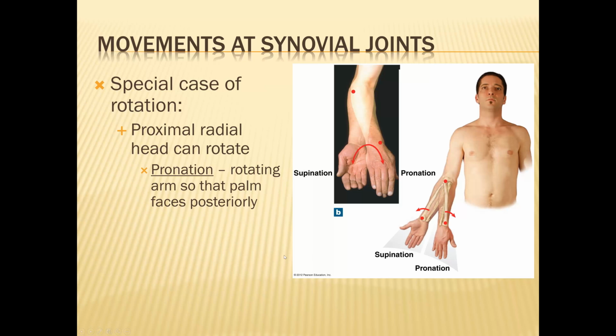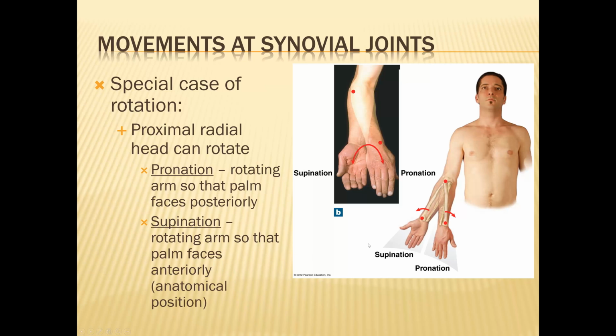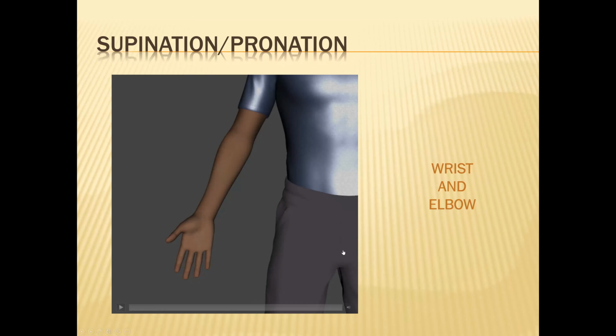And when you rotate your forearm so that your palm is facing forward, that is called supination. So when you're in the anatomical position, your forearm is in the supinated position. So let me show you the video, right? So again, this is happening at the wrist and the elbow. So in the anatomical position, this is supination.